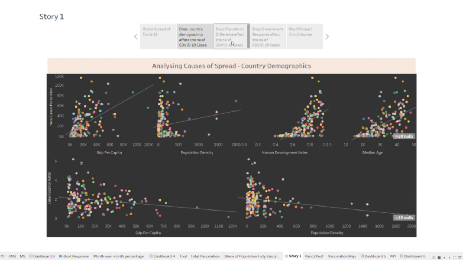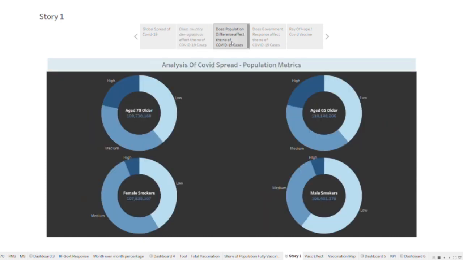In the next dashboard, I wanted to find out if the type of population in different countries, in terms of age, health conditions, and smoking habits, affect the number of COVID cases. And quite surprisingly, I found out that there is no connection whatsoever between the share of elderly people, smokers, diabetic prevalence, etc. in different countries.